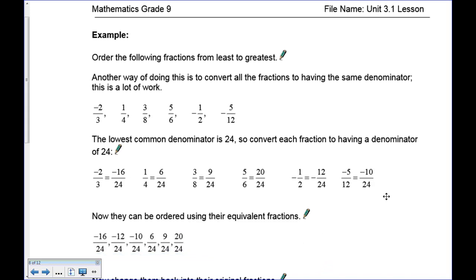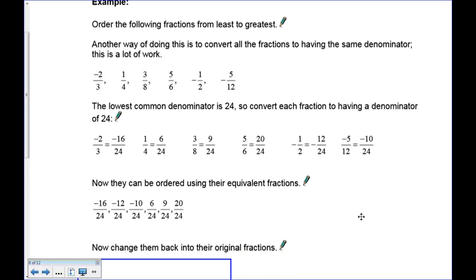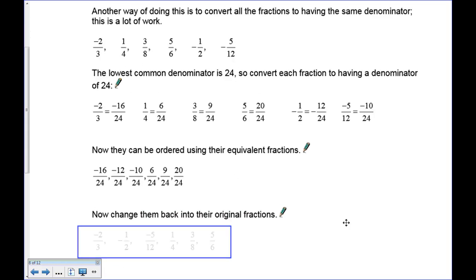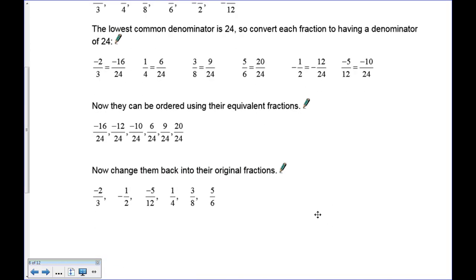So the largest negative is the smallest number, so negative 16 goes first. Then comes negative 12, which is a negative sign there. Then there's a negative 10, and then there's a 6, a 9, and a 20. Okay, now remember, put them back in their original forms. And there you have them placed in order.